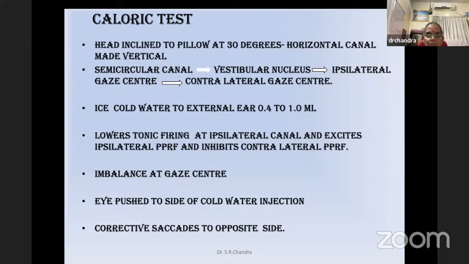So this is the normal response we are expecting. If there is no response at all in a comatose patient, that means the brainstem connections are not there and there is a severe injury to the brainstem structures. Then with various ENT causes, there are different responses. So this is one basic test, time tested, done from time immemorial to assess eye movements.